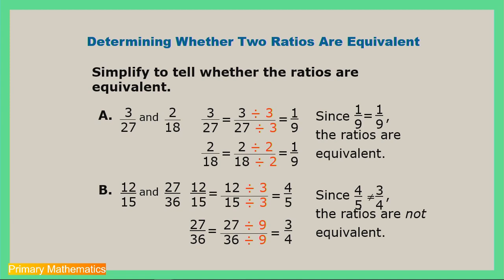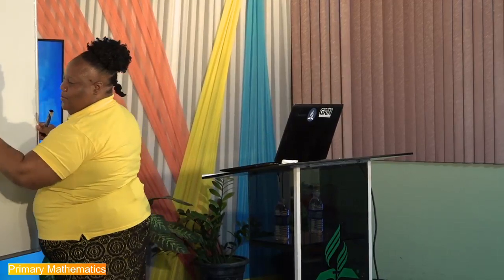Okay. Since 4/5 is not equal to 3/4, the ratios, are they equal? No, miss. Very good. They are not equal. The ratios are not equal because when we multiply, find our product.